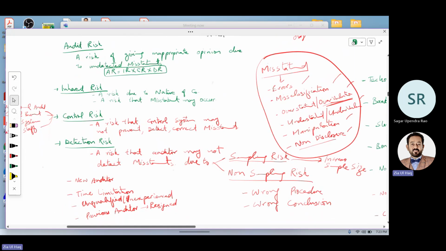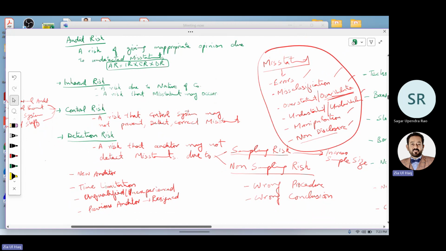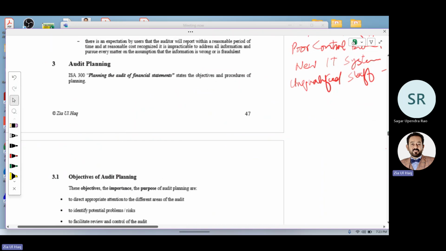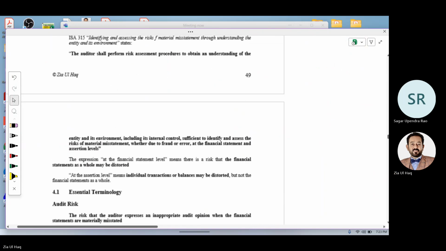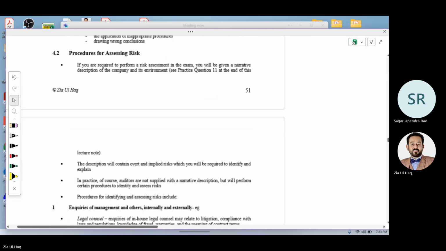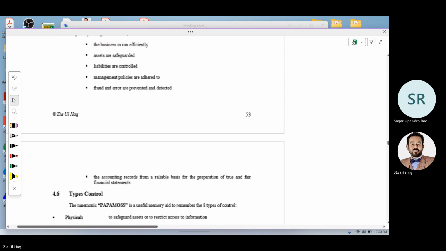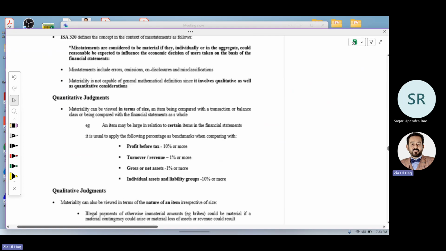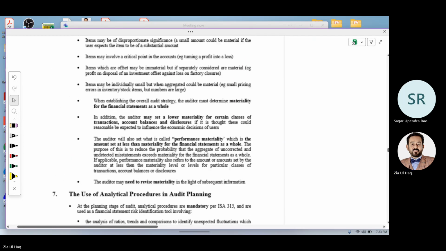So, what is audit risk? What is inherent risk? What is control? What is detection? We have discussed. Let's move towards a question. Small basic question.